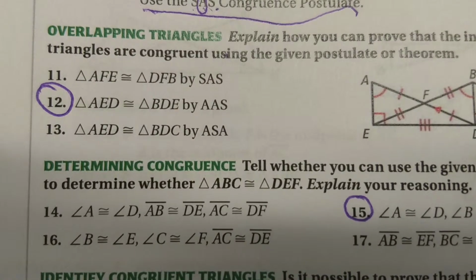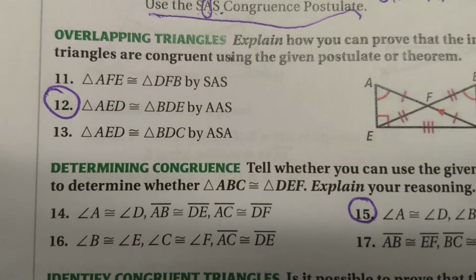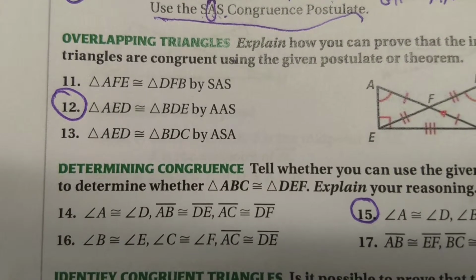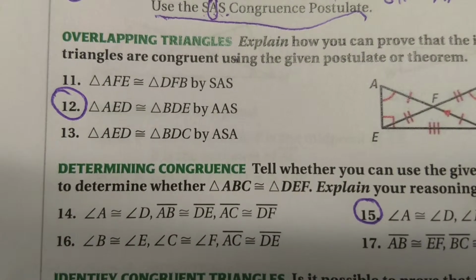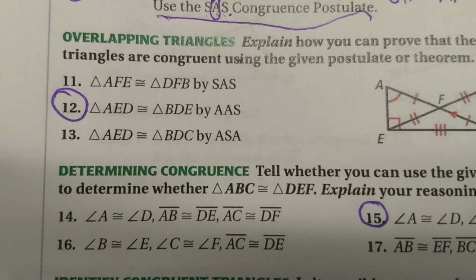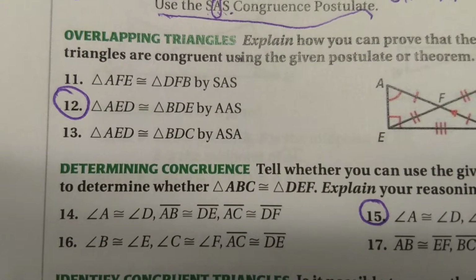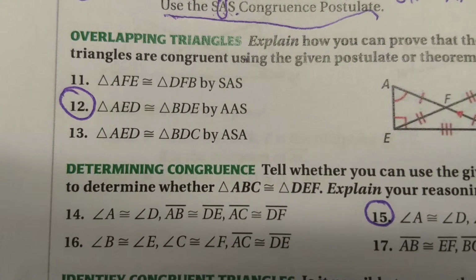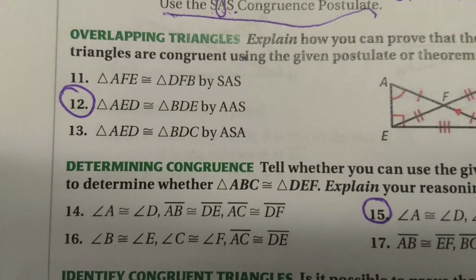Number 12, we have a case where we see overlapping triangles. Now, just because triangles overlap, that doesn't mean we can't prove them congruent or that their sides or angles change in any way, but they become a little trickier to visualize. And so number 12, we've got triangle AED and triangle BDE that we're trying to prove are congruent.